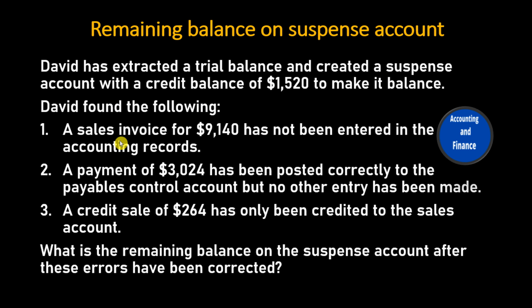A sales invoice for $9,140 that has not been entered in the accounting records. 2. A payment of $3,024 has been posted correctly to the payables control account, but no other entry has been made. 3. A credit sale of $264 has only been credited to the sales account. What is the remaining balance on the suspense account after these errors have been corrected?